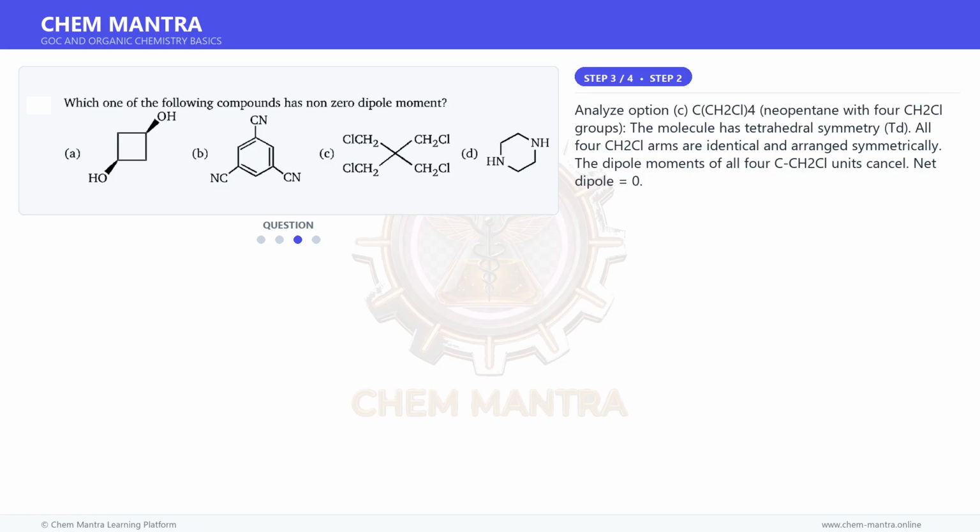Moving on to the next step. Analyze option C, C(CH2Cl)4, neopentane with 4 CH2Cl groups. The molecule has tetrahedral symmetry, Td. All 4 CH2Cl arms are identical and arranged symmetrically. The dipole moments of all 4 CH2Cl units cancel. Net dipole is equal to 0.